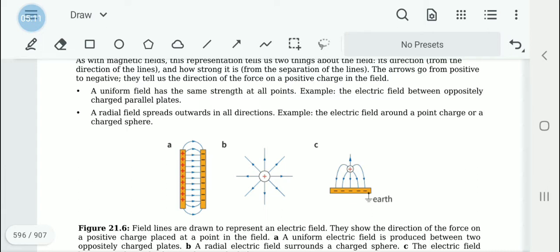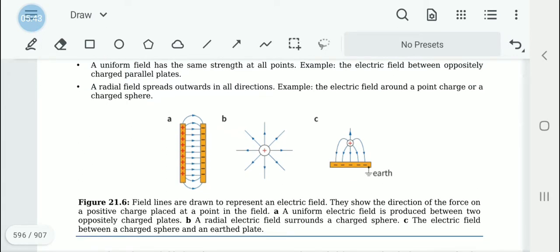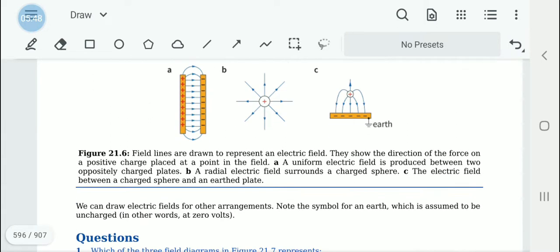A uniform field has the same strength at all points. Example, the electric field between oppositely charged parallel plates. Number 2, a radial field spreads outwards in all directions. Example, a point charge or a charged sphere.